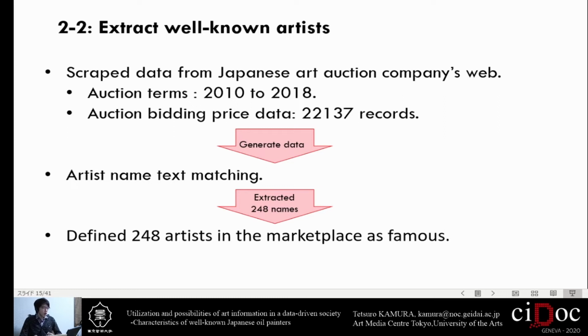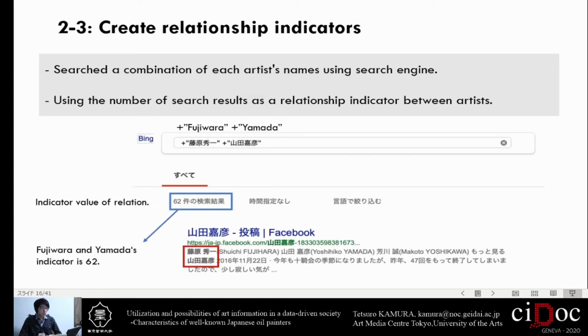Then, we created a set of relationship indicators to analyze the 248 artist relations. The method is as follows. Search a combination of each artist's names using the Bing search engine. We use the search result as a relationship indicator between artists. In this case, Fujiwara and Yamada's relationship indicator value is 62.